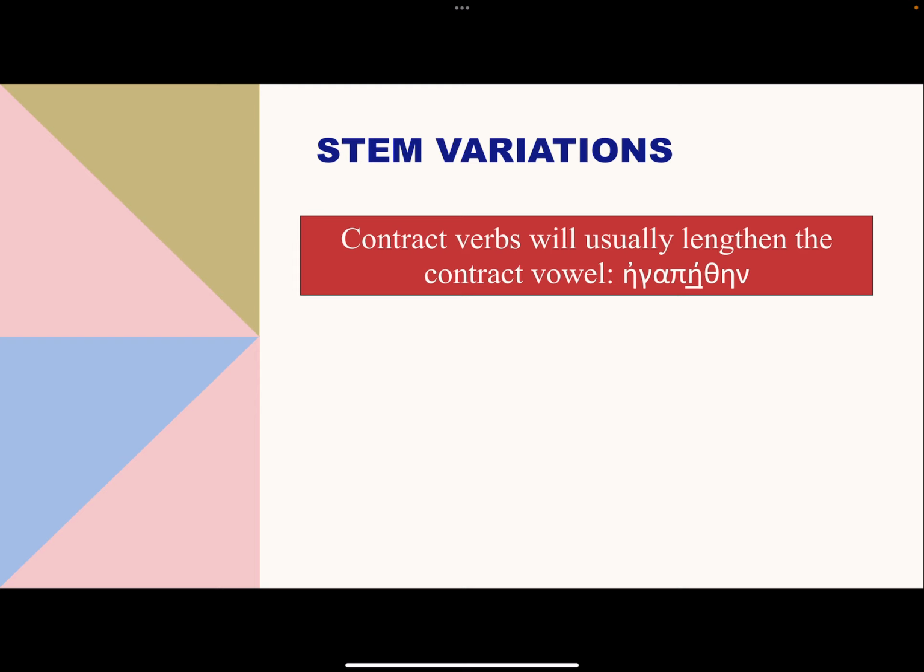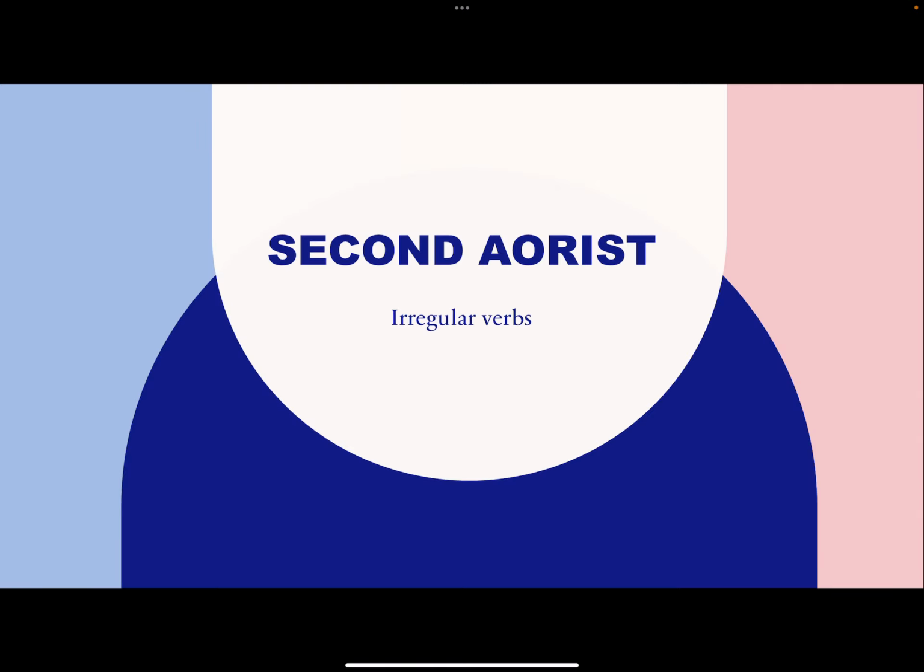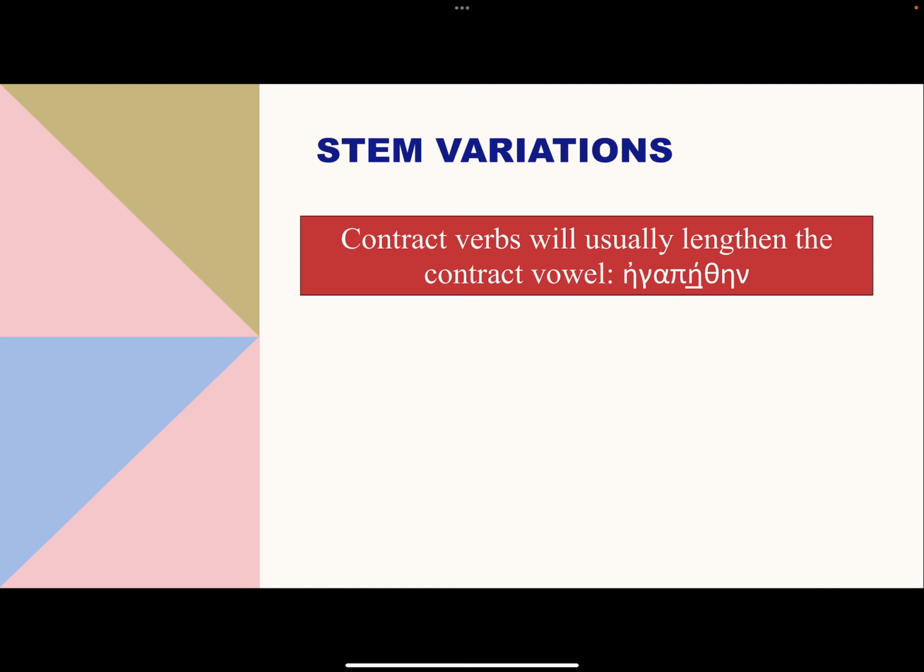Again, just like we saw when we were doing our future, contract verbs will usually lengthen their contract vowels. So something like agapao will become agapesa. So our contract vowel will lengthen. Again, we already saw this when we were doing the future. So there's nothing new to those two rules. If you learnt those rules last week, the same rules apply when we're in the aorist.